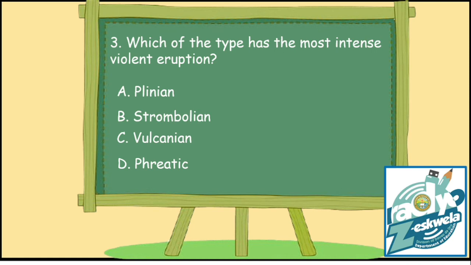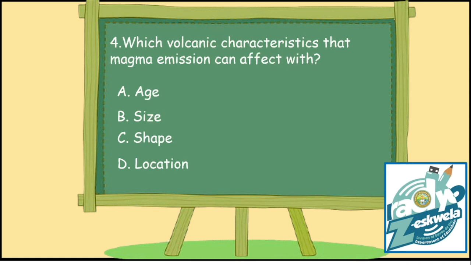Number 4. Which volcanic characteristic can magma emission affect? Letter A, age. Letter B, size. Letter C, shape. Letter D, location.